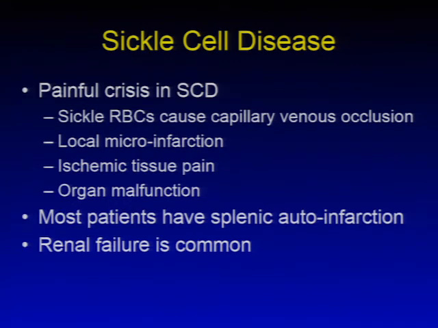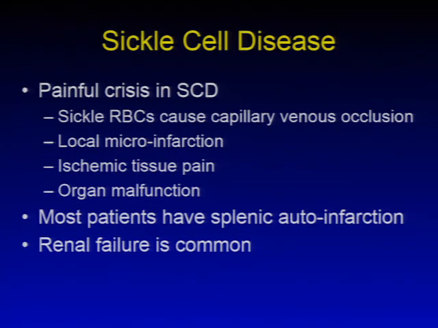Now, what occurs in sickle cell disease? Well, the painful crisis is a very difficult clinical problem. The sickle red blood cells cause capillary venous occlusion, very small capillaries. There's local microinfarction, which results in ischemic tissue pain. Over enough time with enough microinfarction, there can be organ malfunction.